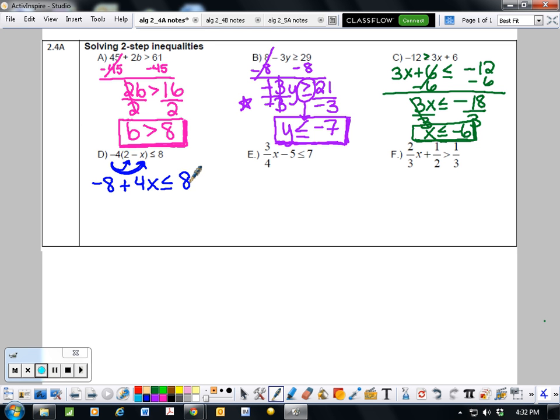Now, even though I multiplied inside the parentheses by negative 4, I didn't multiply on both sides by negative 4. So I don't flip my inequality symbol. From here, I'm moving everything away from that x. So I start with the minus 8, and to make that turn into 0, I add 8 on both sides. So this turns into 0 now. I have 4x is less than or equal to 16. And now I divide by my 4. And x is less than or equal to 4.